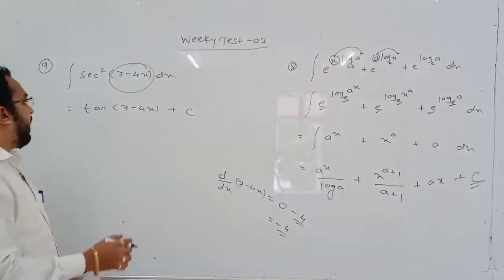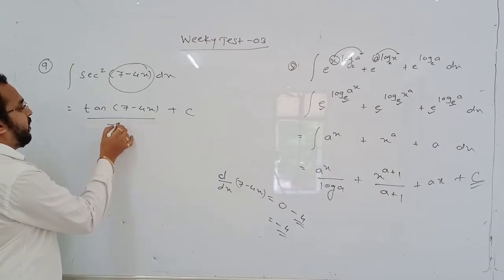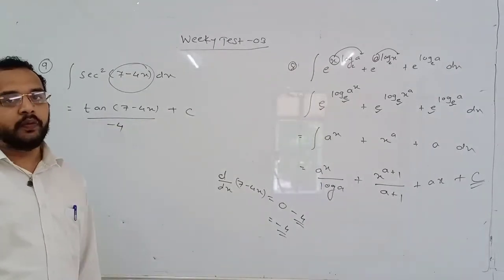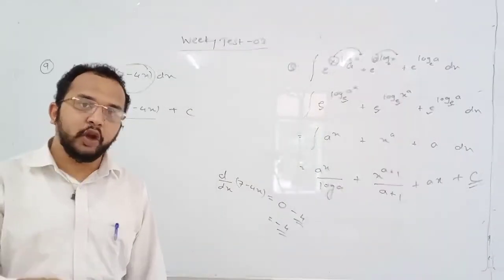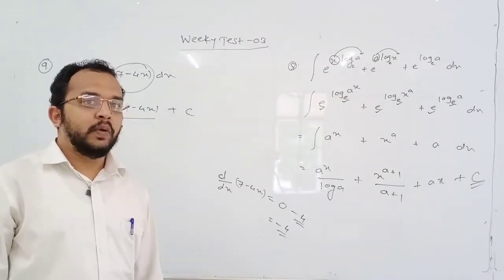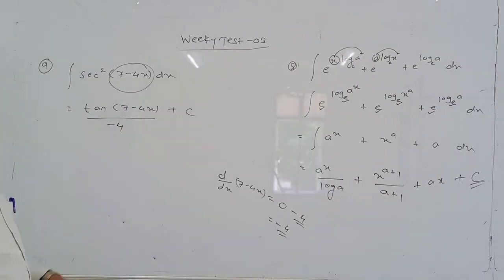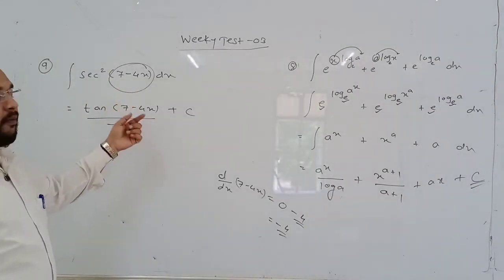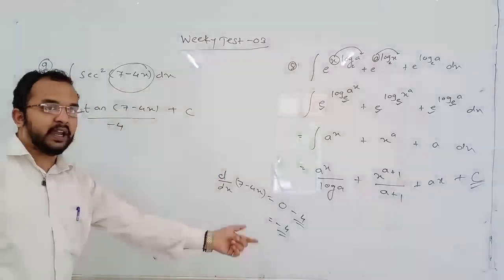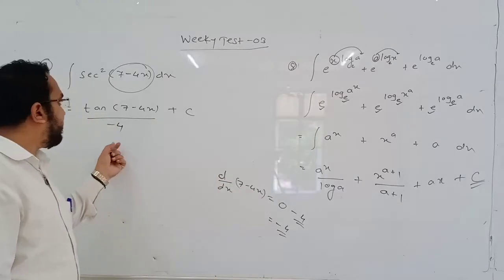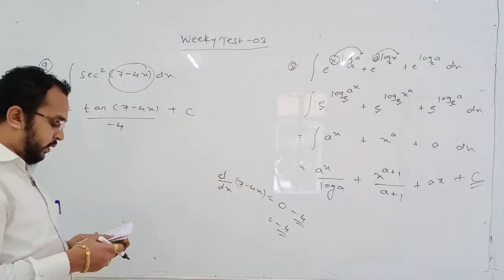So I have to write that in the denominator. In integration we have to write the chain rule: we differentiate it again in the denominator while applying the chain rule. So this is the correct answer. As integration of sec square something is tan something, but when the something is not x, then differentiate it again in the denominator. The differentiation of 7 minus 4x is minus 4, which I have written in the denominator.